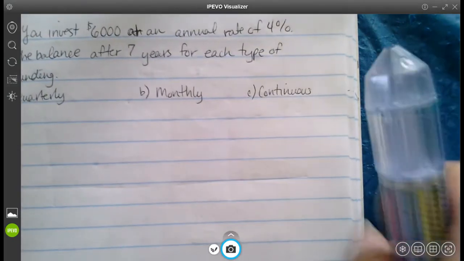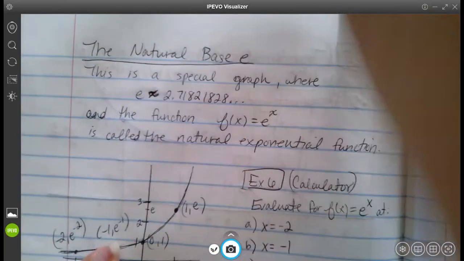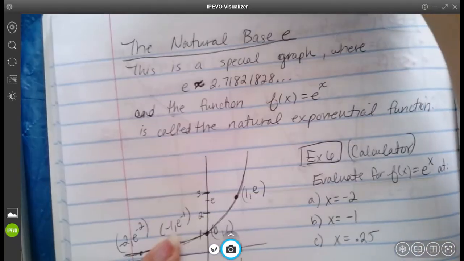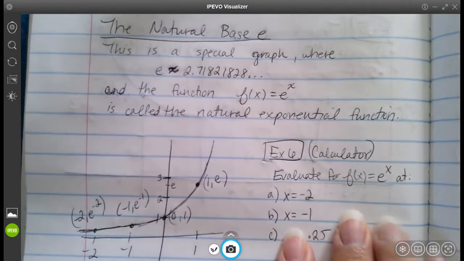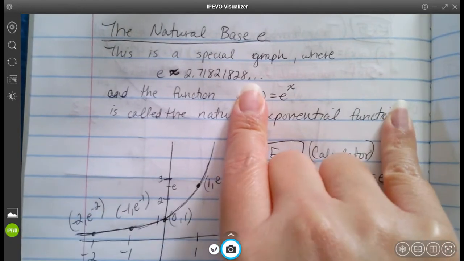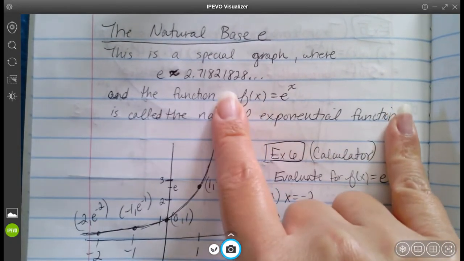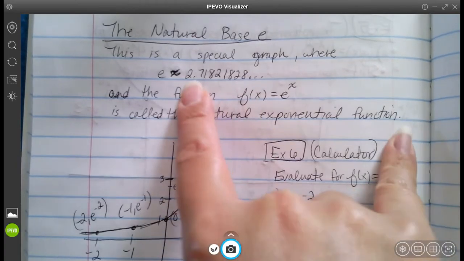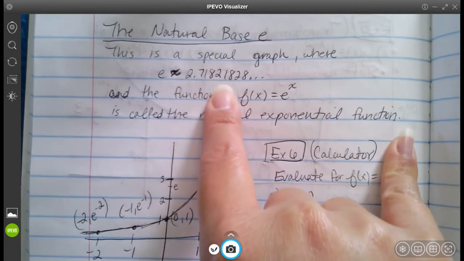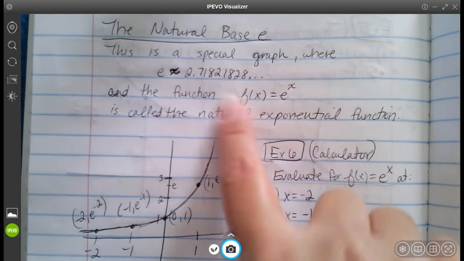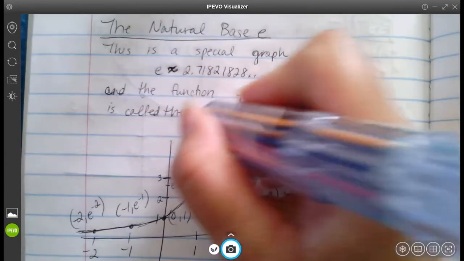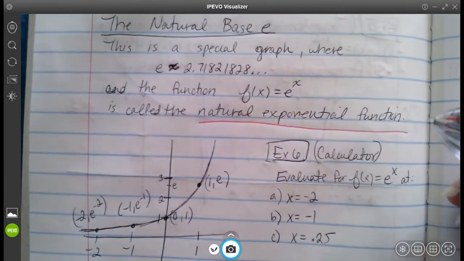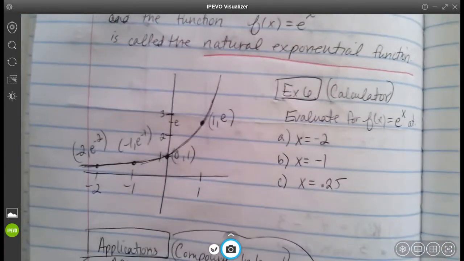We're almost done. This is going to be a short video. We have a lot of stuff to copy here, mostly just information. Okay, so we have this thing called the natural base e, and this is kind of a special graph. So the base is a real number, but it's not one that we're familiar with. It's this number e, which is 2.718281828, and it just kind of keeps going. And it looks like this: f of x is equal to e to the x. It's called the natural exponential function. They like to use it a lot in calculus. Here's what it looks like.